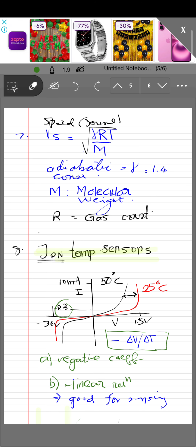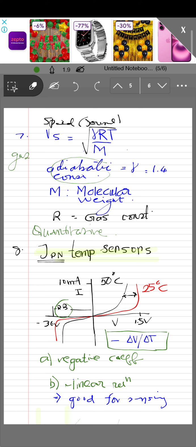Now, in the case of gas, the velocity of sound is related to the adiabatic constant and the molecular weight of the system. So a quantitative estimation of the temperature can also be made by this acoustic sensor.